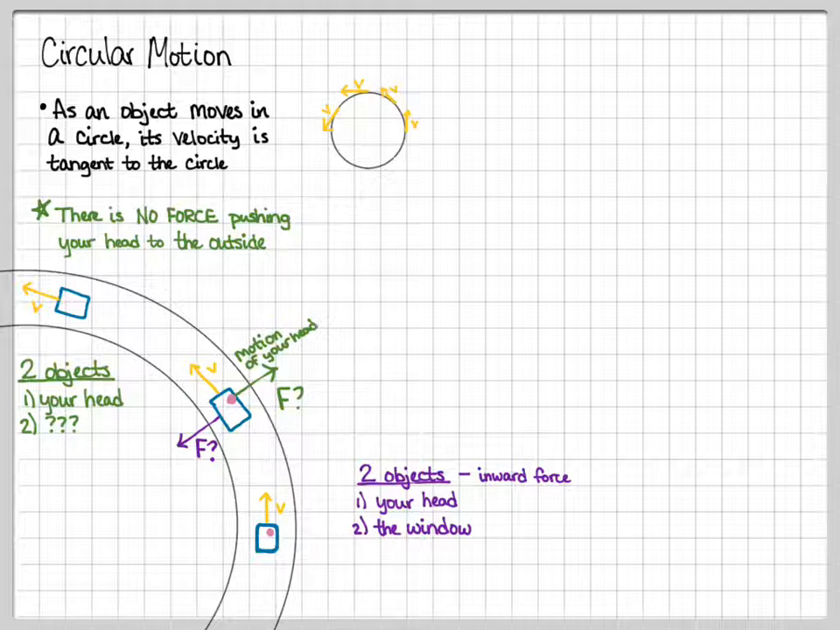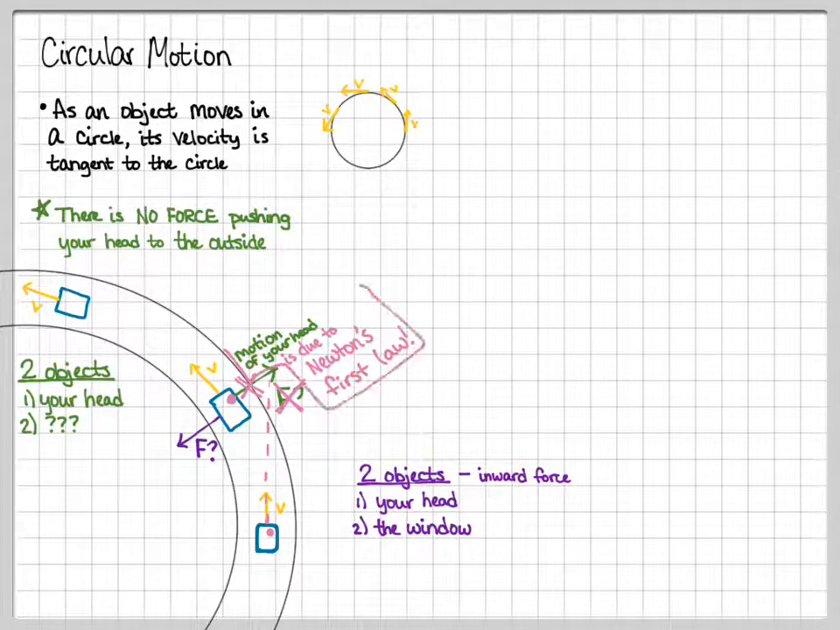So what is causing your head to smack against the window? According to Newton's first law, an object in motion is going to stay in motion in the way that it was moving before. So we started off driving straight north. So your head, the car, everything was going straight north. When I started to turn, my car turned, but you want to continue straight north, and that's why your head smacked the window. So that's not a force. That's Newton's first law. Not a force. The motion of your head is due to Newton's first law, or the law of inertia.